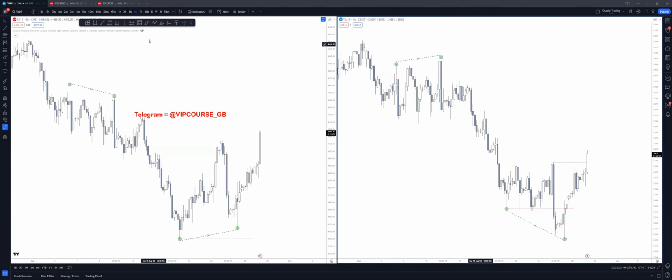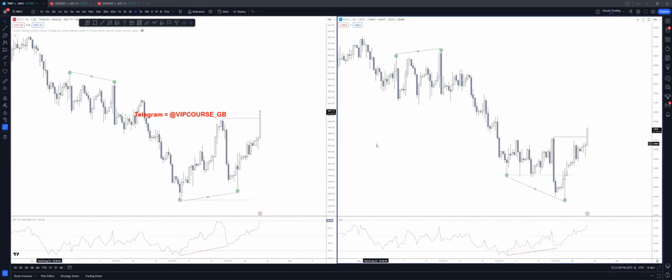Let's take this a step further, and I'm going to pull up the forbidden indicators. We're going to pull up an RSI, okay? We don't obviously use RSI.